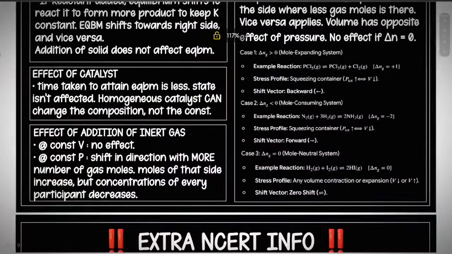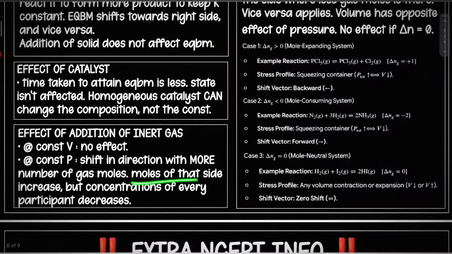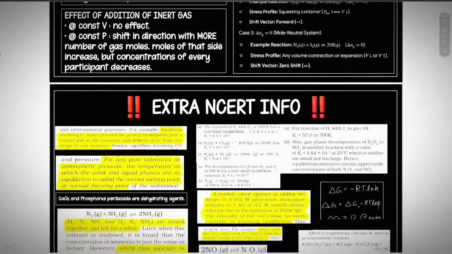And of course, if it shifts in that direction, the moles of that side increase. But the concentration of every participant decreases, because at constant pressure, the volume increases if you add inert gas. This is again a direct PYQ. Remember, concentration of every participant decreases, even if moles of one side increase. Okay. So we are done with equilibrium.